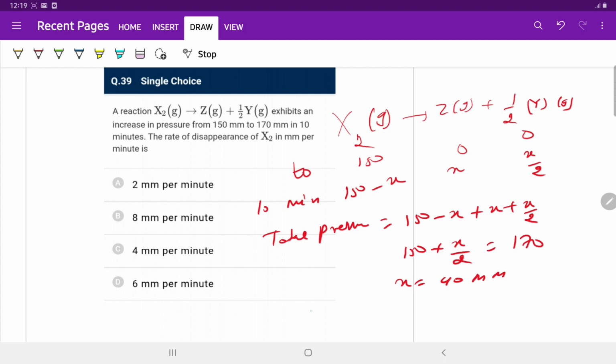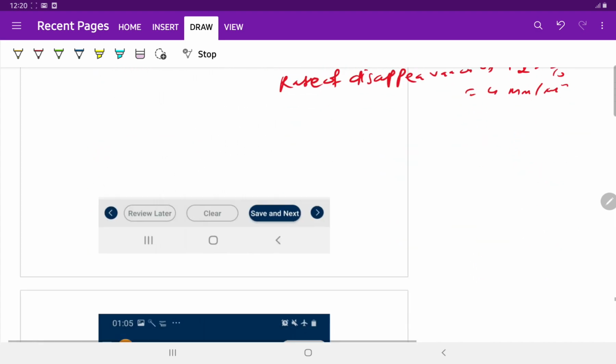So rate of disappearance of X2 is equal to 40 by 10, 4 millimeter of mercury per minute. So option C is correct for question number 39.